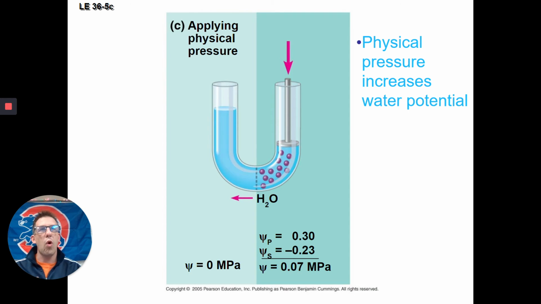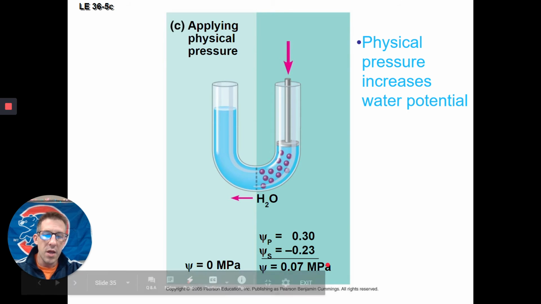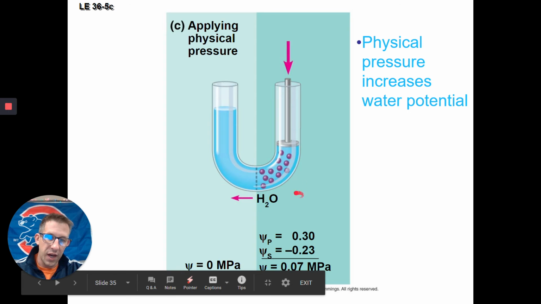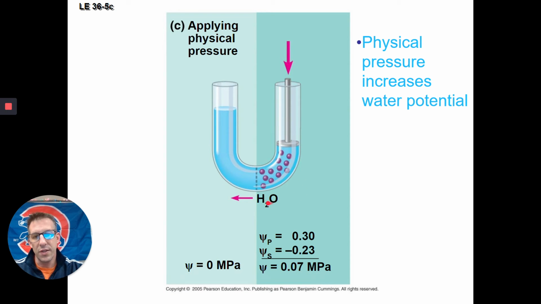So how does water move in this system? Water moves from the area of higher water potential to the area of lower water potential. Okay? So in this case, we've got water moving from this right side to this left side. This area, 0.07, is a bigger number than this number over on this side, which is 0. So as a result, water is going to move from this side to this side.